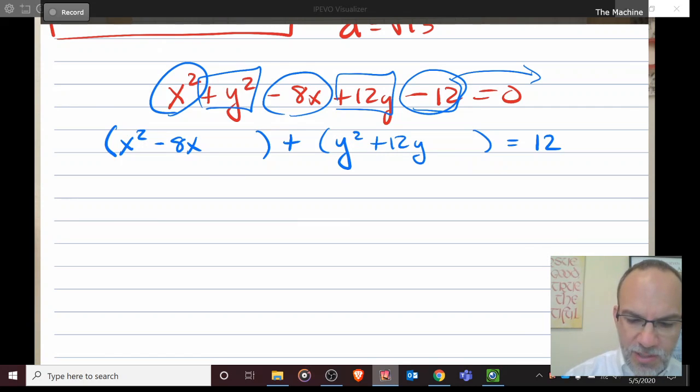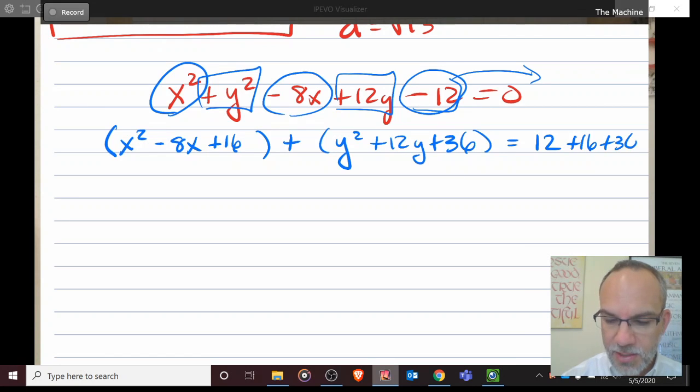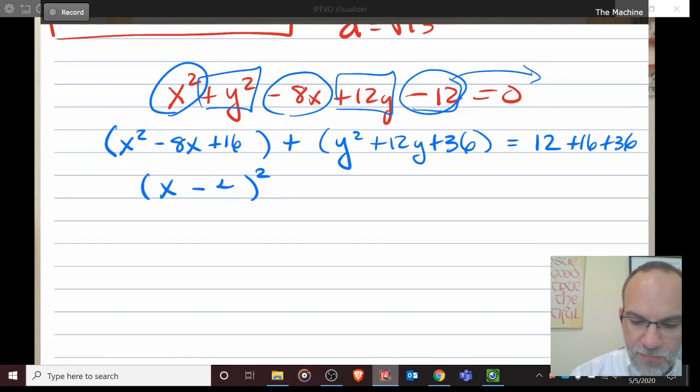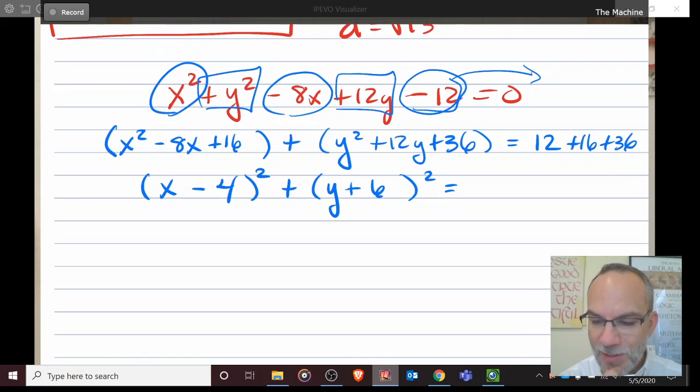I will say that that's going to be then half of 8 is 4, square that. I need to add 16 on the left in the group, but then I need to add 16 on the right. And this one now is going to be half of 12, which is 6. Square that, plus 36. So plus 36 on the left, plus 36 on the right. This now factors down to something squared. (x minus 4) squared. Plus, this factors down to something squared. (y plus 6) squared is equal to 12 plus 16 plus 36.